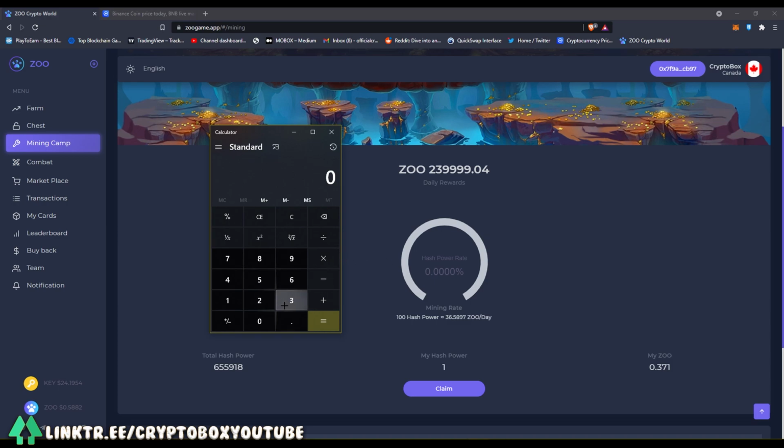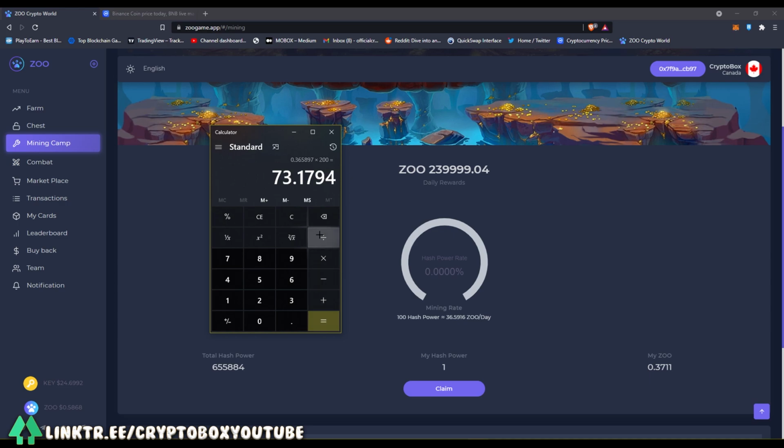So obviously all you have to do is take 36.58, which is the price right now, exactly what it's saying, and then divide it by 100 hash powers so you can get per hash power. So 1 hash power equals 0.365 zoo per day. Now you can times it with whatever hash power you're gonna have. So let's say I had around 200 hash power. I would be getting around 73 tokens per day.